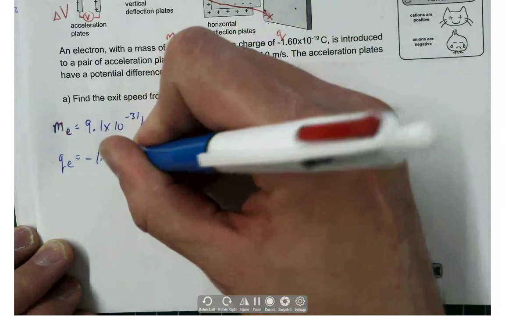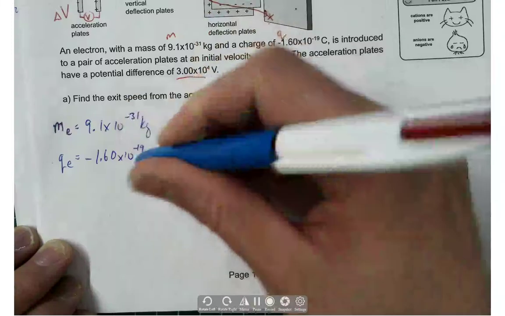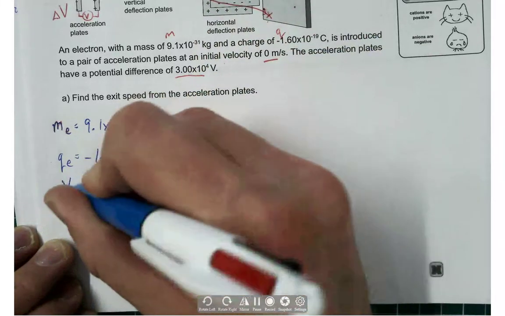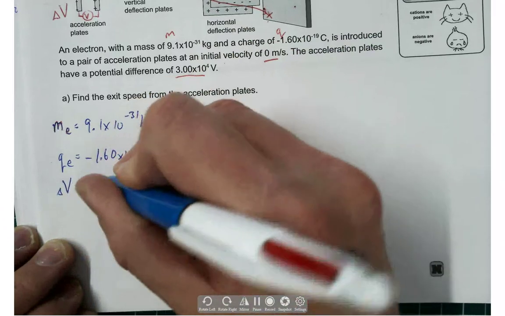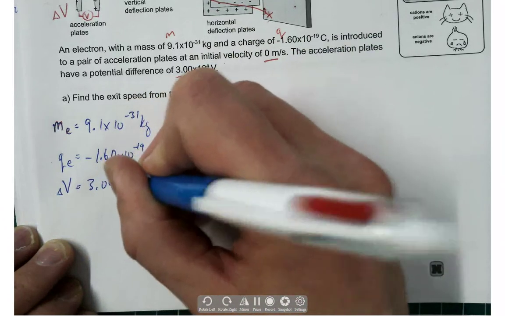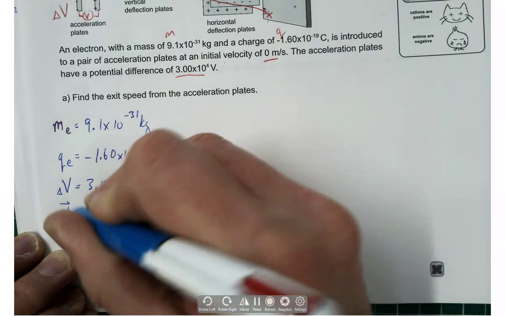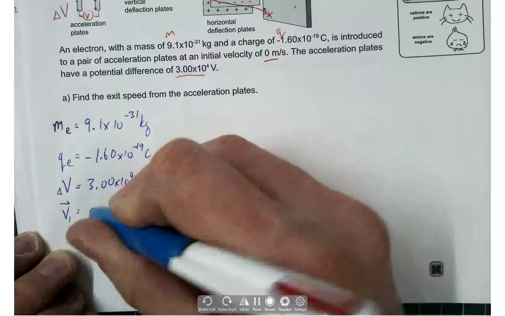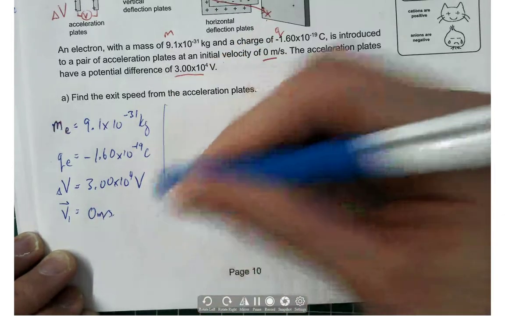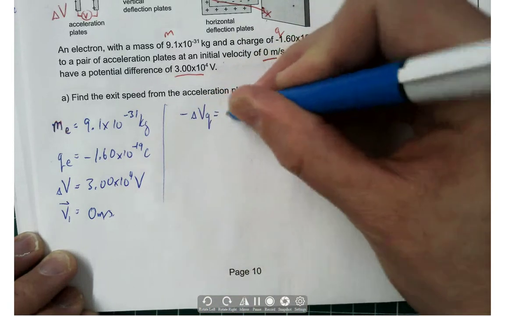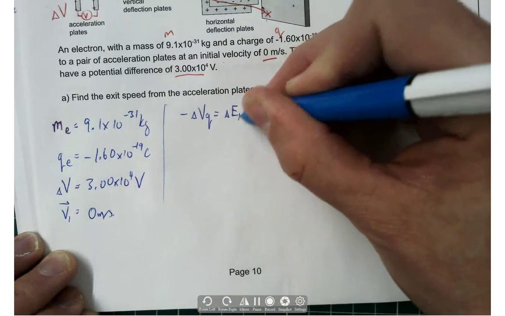1.60 times 10 to the power of negative 19 coulombs is the charge. Delta V, that's the voltage, not speed, is 3.00 times 10 to the power of 4 volts. And V1 with an arrow over top, just to remind us that it is speed, is 0 meters per second. That's our values. What we said was negative delta VQ equals the change in kinetic energy.